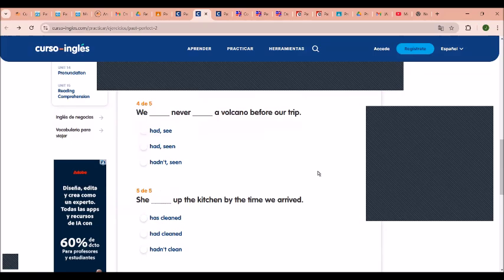We had never seen a volcano before our trip. All right. We had never seen a volcano before our trip. Tripe has an E, and that's what we have on the inside, our intestines. Trip is when we go on vacation. Viaje. Okay. All right, one more time.